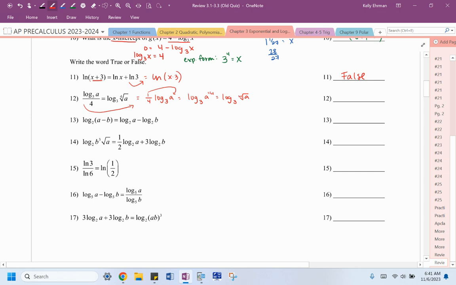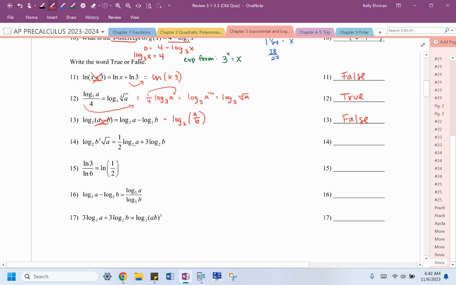Now, I'm showing a bunch of work just to kind of explain why these things are true, but you don't have to show work for these. This could just be true or false. On the worksheet we did last week, it was like rewrite it to make it true. I was just trying to get you to try to do some work if you could. 11 is like 13. There's no way to expand an a minus b, so I know that 13 is false. What it should be is the log base 2 of a divided by b if we're subtracting two logarithms.